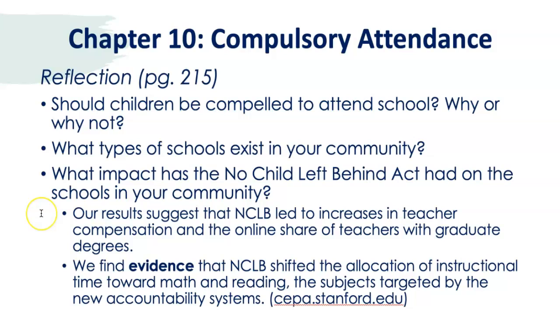The first one is the reflection on 215. It talks about and asks you to consider whether children should have to attend school, why or why not, what types of school exist in the community where you grew up or where you currently live, what impact has the No Child Left Behind Act had on schools in your community. And again, I encourage you to think about that box that we've continued to talk about, right? How does this affect children, their families, educators, the community itself?